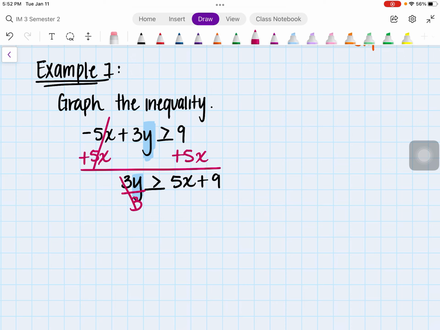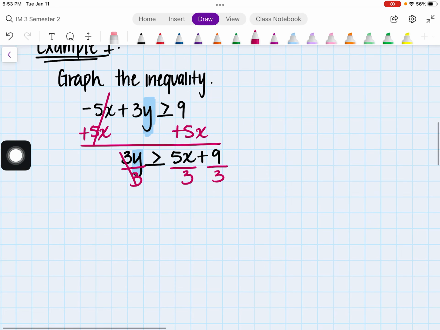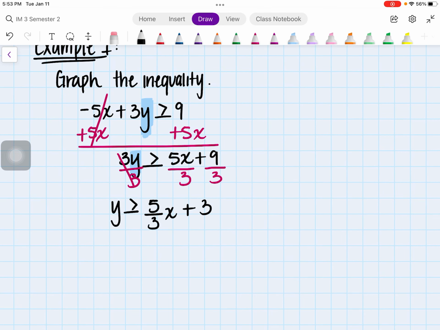All right, once again, we want to isolate the y. So in order for us to leave the y alone, I will be dividing both sides by 3. In this case, because we divided by a positive 3, nothing's going to happen to the inequality symbol. So we have our inequality here of y is greater than or equal to 5 over 3x plus 3. All right. So this is the equation we are going to be using in order for us to graph.